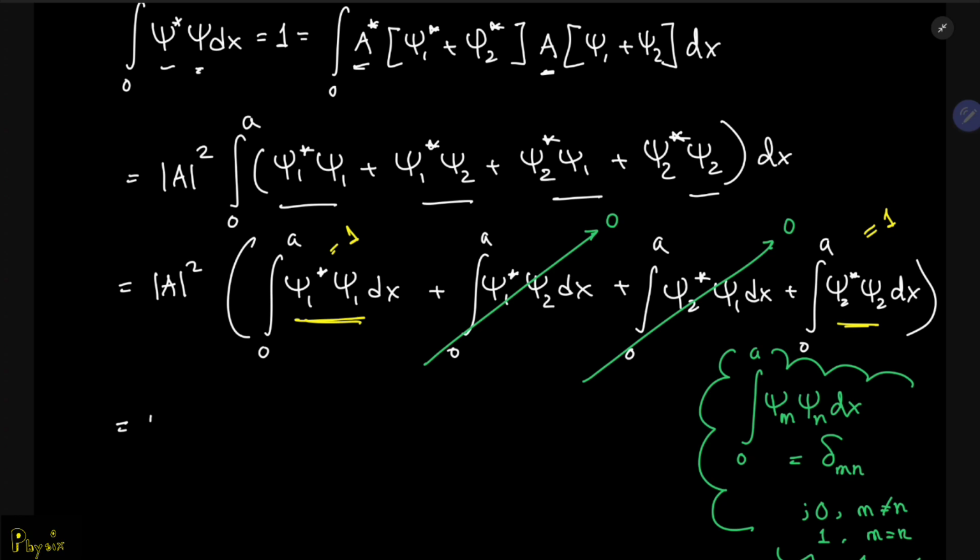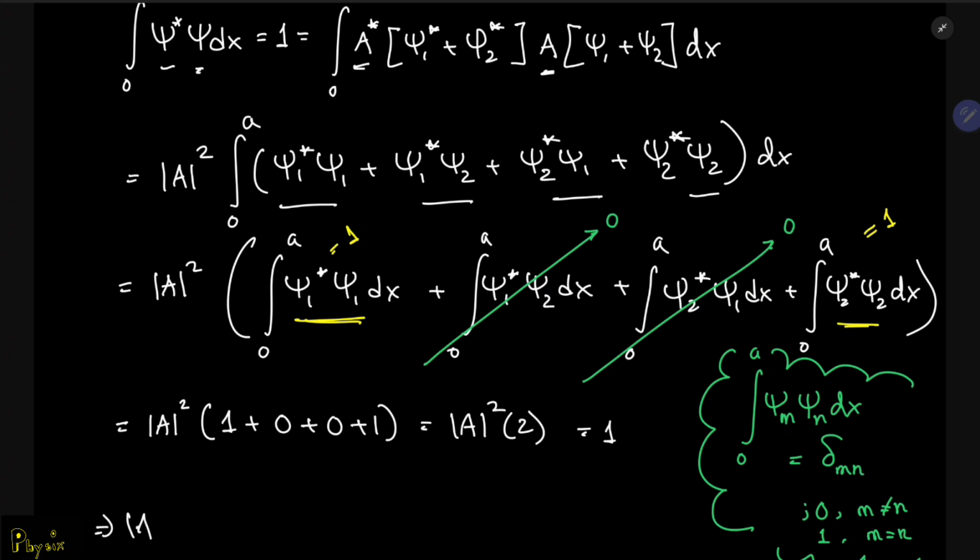All right. So then we have that this is a squared times 1 plus 0 plus 0 plus 1, and this is equal to a squared times 2. All right, and this entire thing we set equal to 1, right? So a squared is basically 1 over 2, and therefore the value of a is 1 over square root of 2. And this is how you do part A.